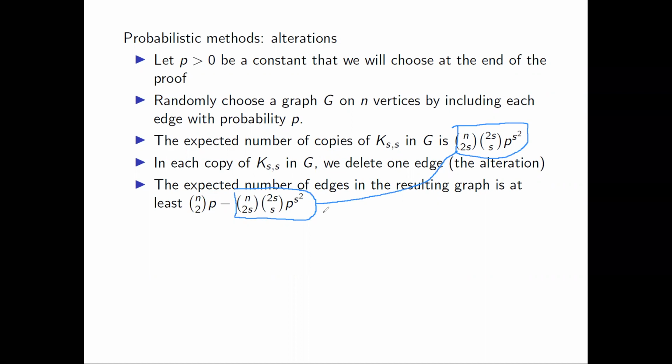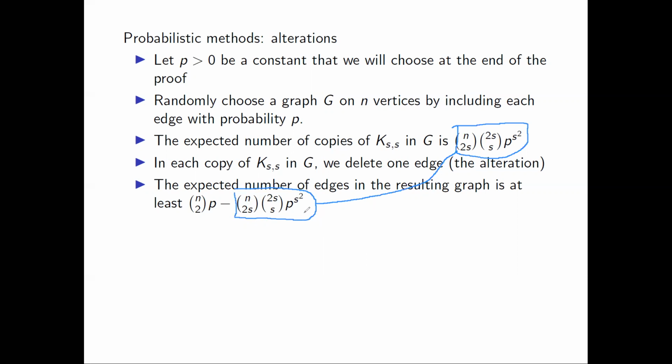It's possible that we'll remove fewer edges than this. That's because it's possible some of the copies of K_{s,s} have overlapping edges. So if we remove an edge where they overlap, we can use one edge to get rid of two copies. And it could be two or more copies. So if there are some overlapping edges, we can use one edge to get rid of multiple copies.